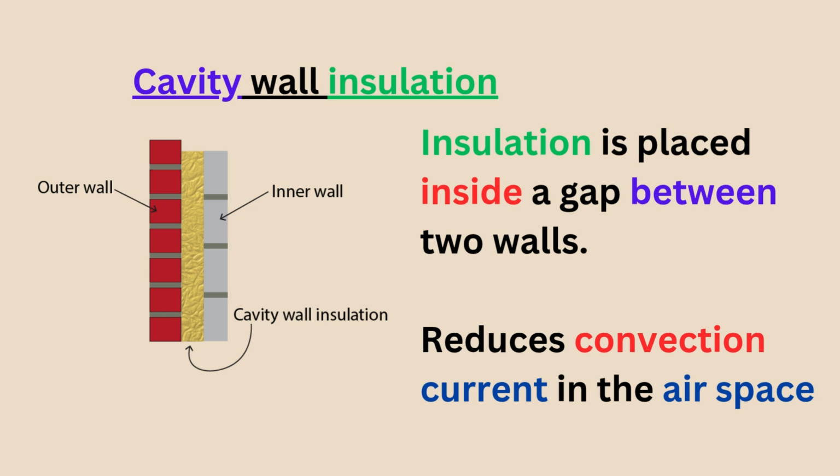Houses with cavity walls started to be built around the 1930s. A cavity wall is where there is an airspace or cavity between two walls. In this airspace, convection currents can occur, which causes heat loss. So the cavity is filled with an insulating material that will reduce the convection currents.